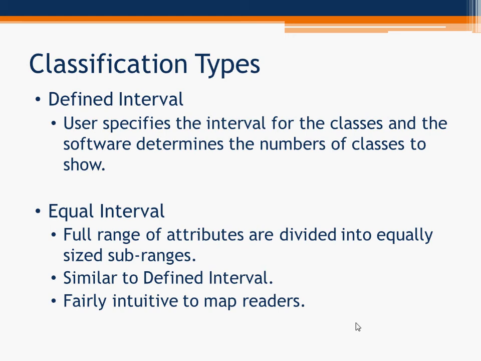You have to think about how your data is distributed. If your lowest value is in the 10,000s and your highest value is up in the millions, maybe you don't want to specify an interval of 500, because that's going to create way too many classes. You're going to start from 0 to 500, 500 to 1,000, 1,000 to 1,500, and so on and so forth. And again, that would be very impractical.